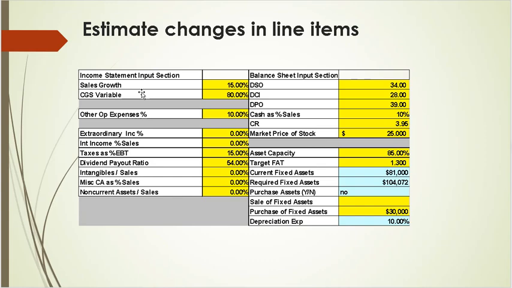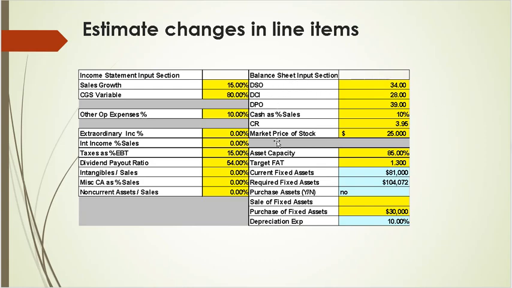So here's some data that we need to know. From the income statement, we need to know something about what is the predicted sales growth. What is the average cost of goods sold that's variable? We have 80%. Other operating expenses, 10%. Is there any extraordinary income? Is there any interest income as a percentage of sales? What are the taxes as a percentage of earnings before taxes? Dividend payout ratio: how are we going to distribute profits? And again, we have some other line items in there just because things can happen and companies can plan on some of these things. So we want to incorporate that.